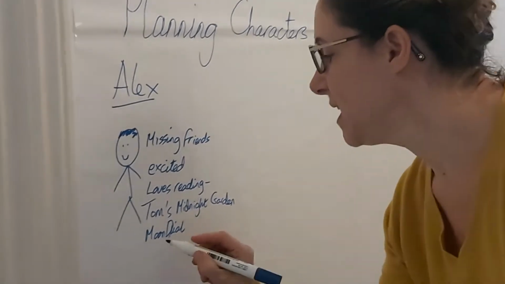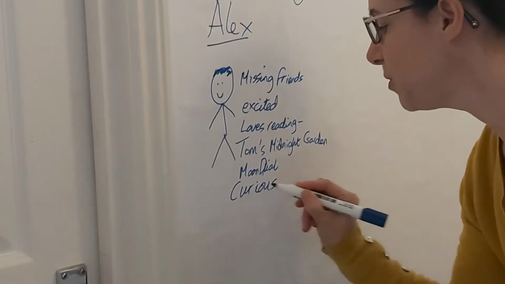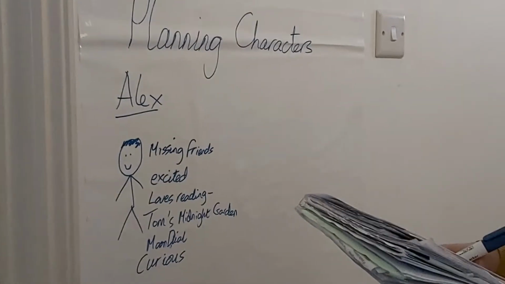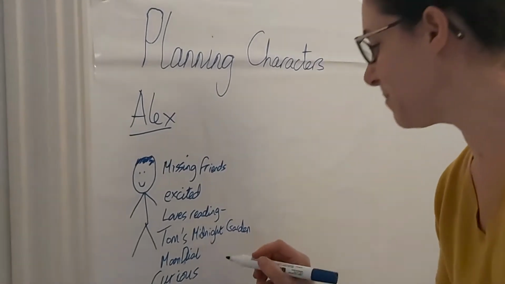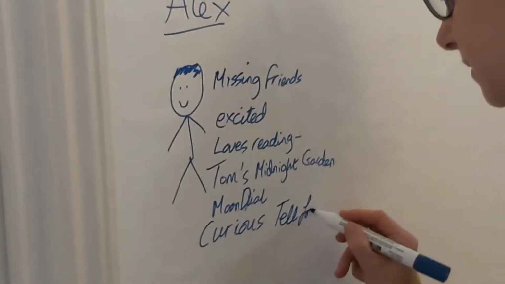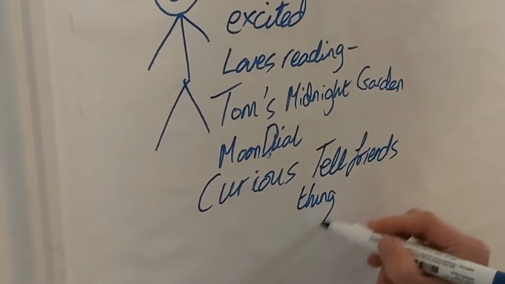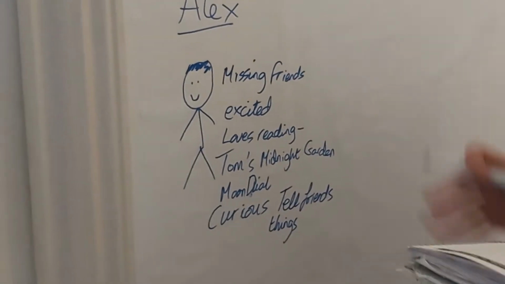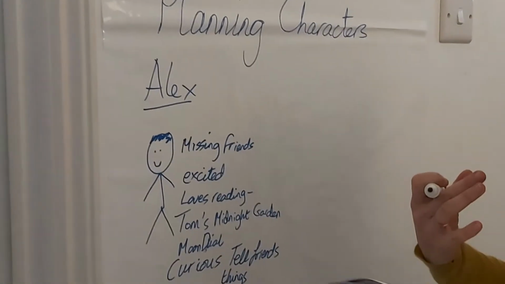He's curious, and this is going to be important that he's curious because that's how he's going to explore and find out how to solve the problem that he has. He likes telling people, he likes to educate other people, so he likes to tell his friends what he knows. And that's how he's going to help plan some kind of solution. So his character is linked to the behaviour that he's going to show in the story.